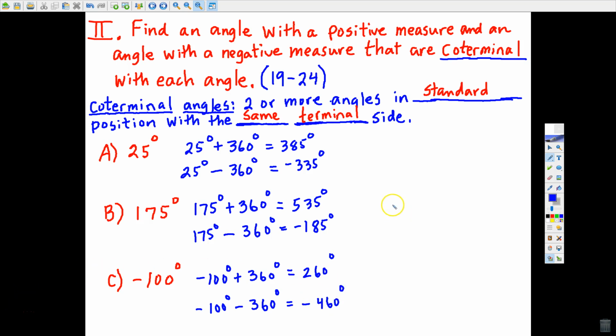So the big takeaway from these problems is I just want you to understand what it means for angles to be coterminal. Two angles with different measures, but they share the same terminal side. And that's going to be important as we get deeper into Chapter 9, this idea of angles that are coterminal.